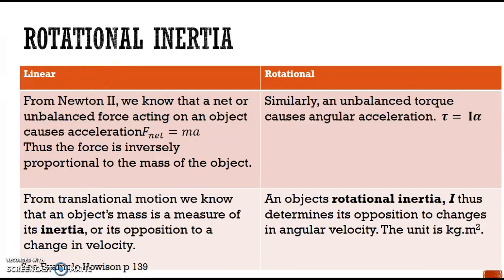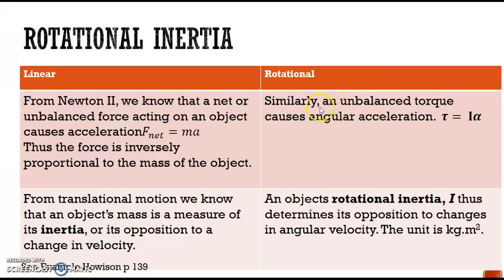So linear inertia, from Newton's second law, we know that a net or unbalanced force acting on an object causes an acceleration, right? So force is inversely proportional to the mass of the object. We also know, down here on the left, that an object's mass is a measure of its inertia, or in other words, its opposition to change its velocity, whether that's because it's already moving and you want to slow it down, or it's at rest and you want to get it going.